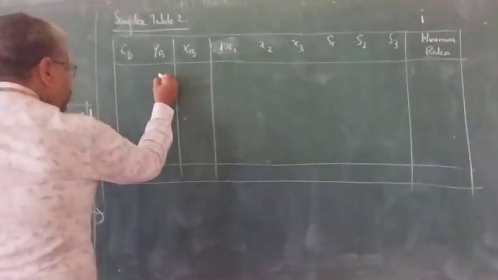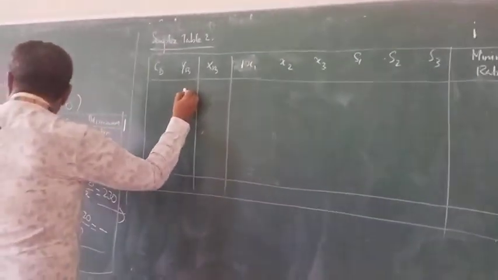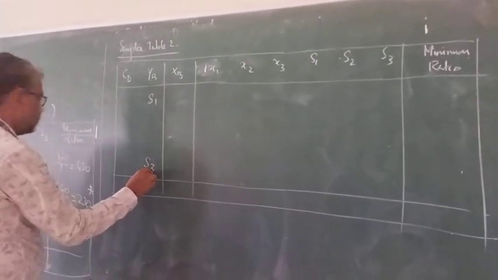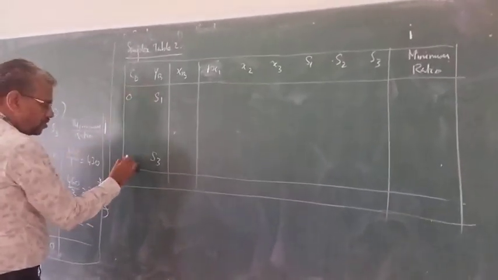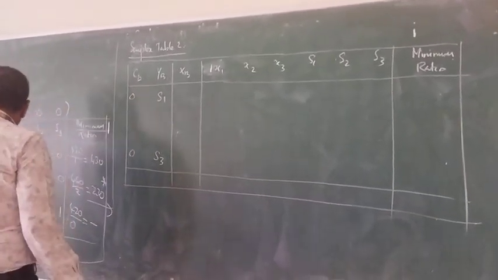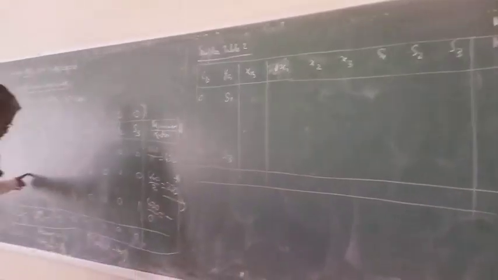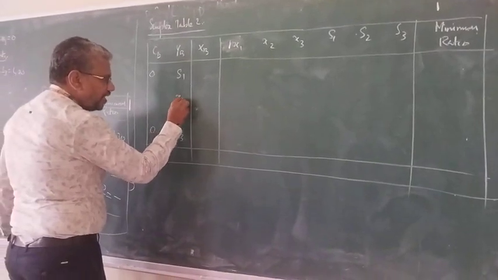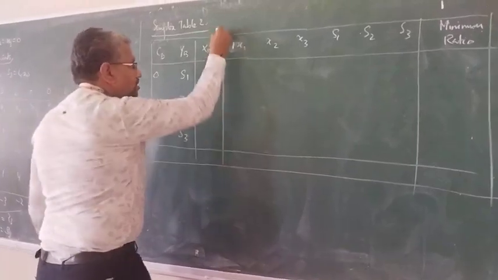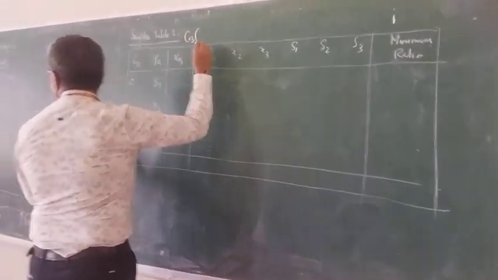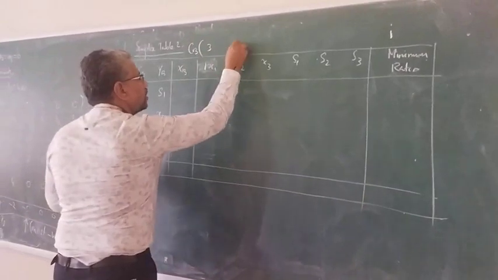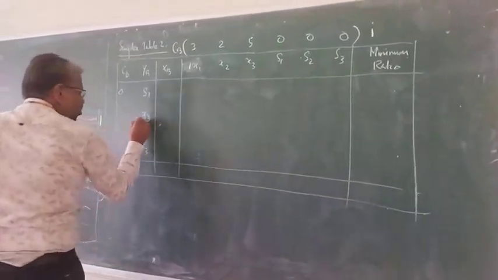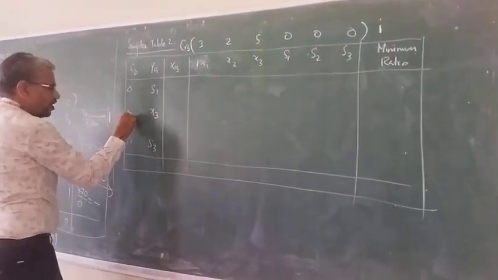Sorry. So now I am going into the second table. There is no change in S1, there is no change in S3. So put 0 over here, 0 over here. What is the new change? Instead of S2, X3 is coming. What is the cost of X3? Cost of X3 is 5. The costs are 3, 2, 5, 0, 0, 0. So cost of X3 is 5. So put 5 over here.